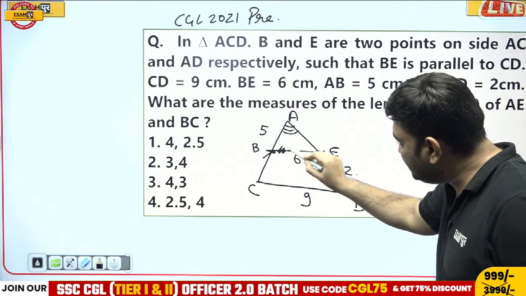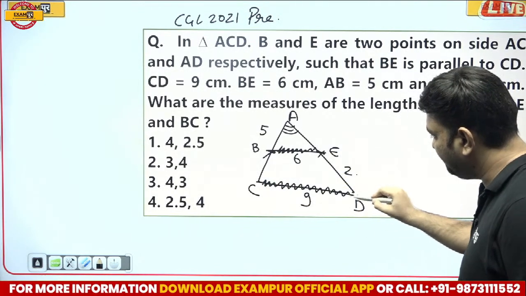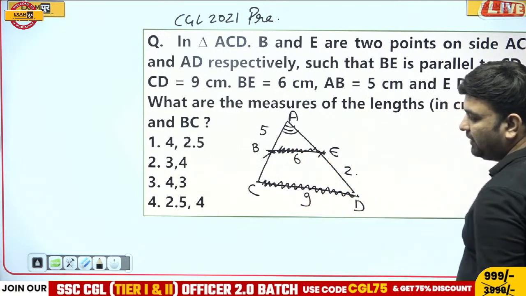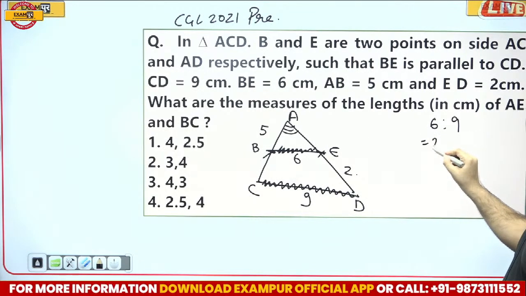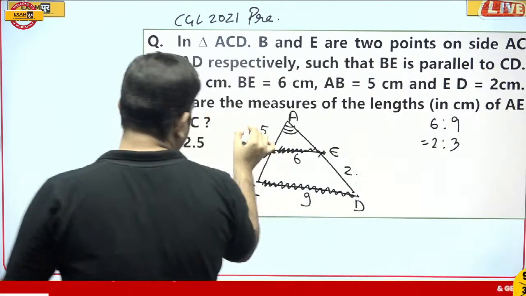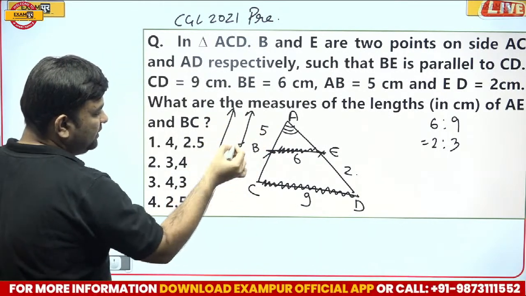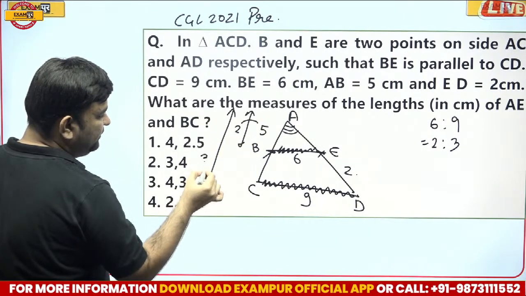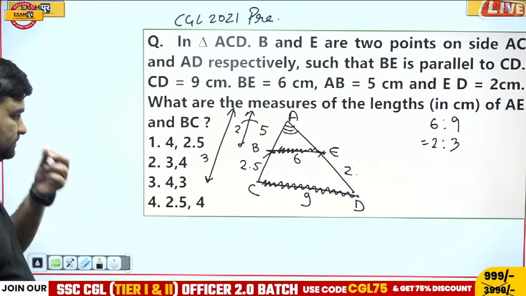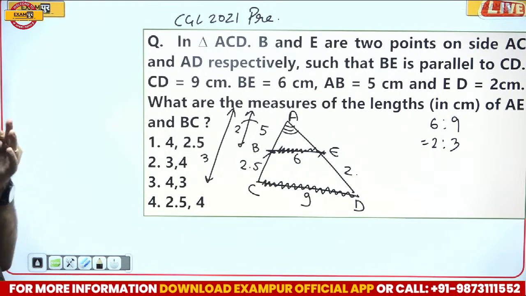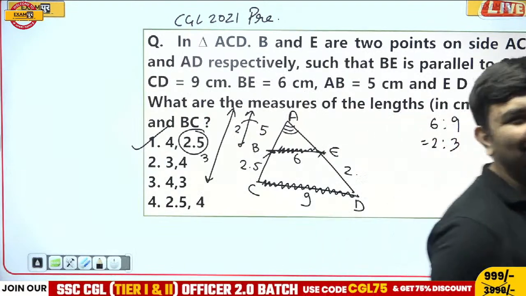Okay, BC and CD are corresponding sides. They are in the ratio 2:3. So AB and AC would also be in the ratio 2:3. So if 2 is 5, then 3 is, I think, 7.5. So BC is 2.5. Over and out.